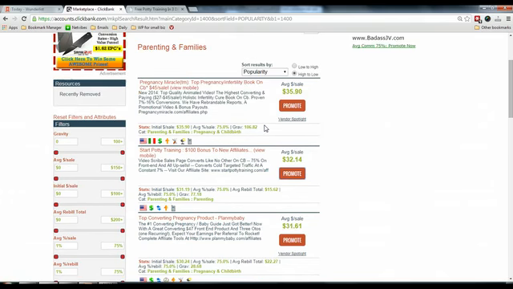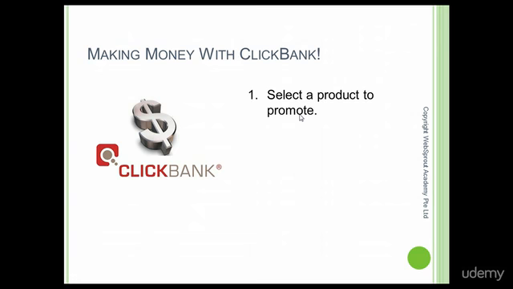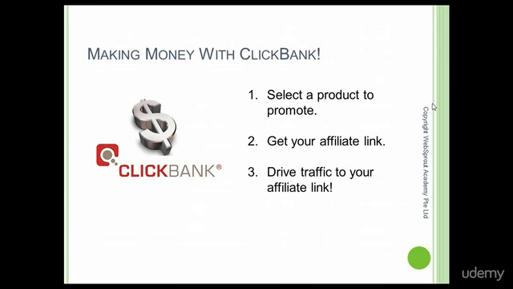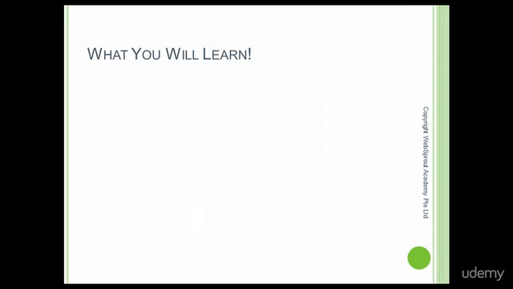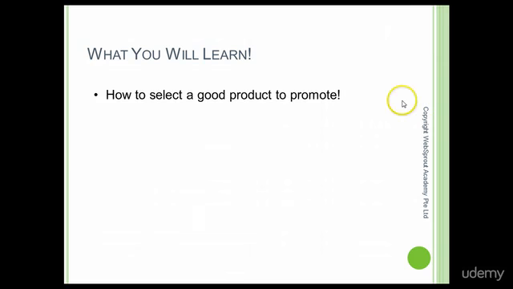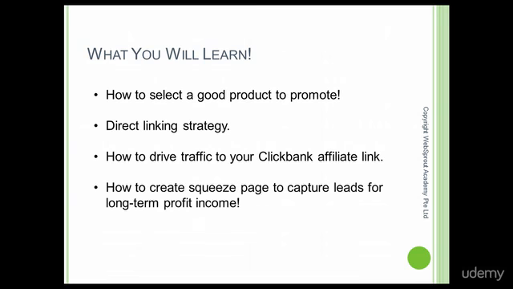And let us bring out the slides first. So let me do a quick recap. First, you have to select a product to promote in ClickBank, and then you get your affiliate link. Third, you drive traffic to your affiliate link. In the rest of the lessons in this course, I will teach you how to select a good product to promote, how to use the direct linking strategy, how to drive traffic to your ClickBank affiliate link, and how to create a squeeze page to capture leads for long-term recurring income.